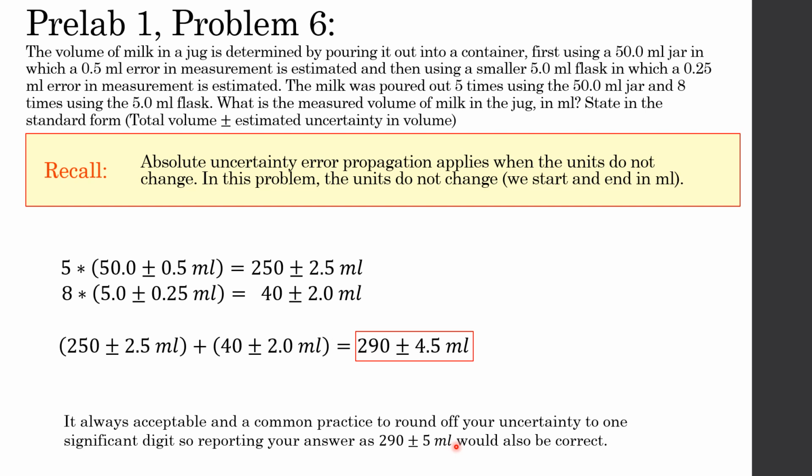or you could express that as 290 plus or minus 5 milliliters, because it is a very common practice to round off your uncertainty to one significant digit, which would be 5 milliliters. So feel free to do that as well.